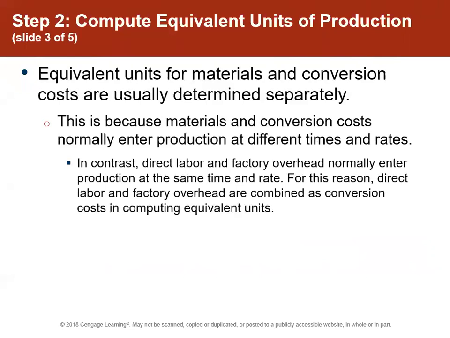So we usually look at materials versus conversion costs separately. Again, in this class, we will only have it where materials are added 100% at the beginning. So that's why we look at them separately, okay? Plus, we know labor and overhead are usually added at different points in the process. So a lot of times that is the normal flow. We add all the materials into mixing, and then labor and overhead get applied as we go.